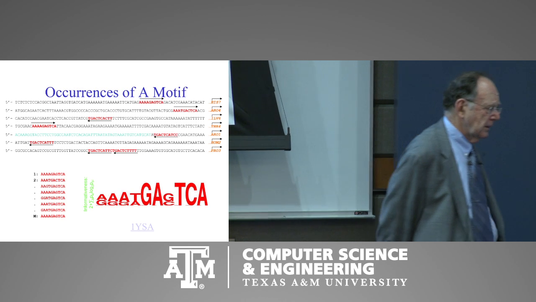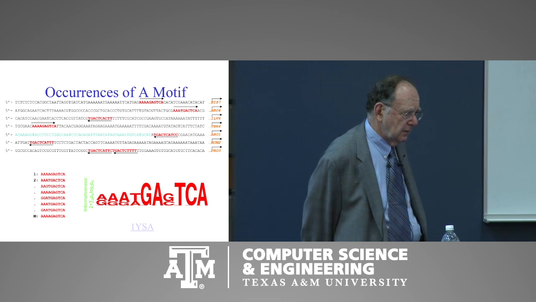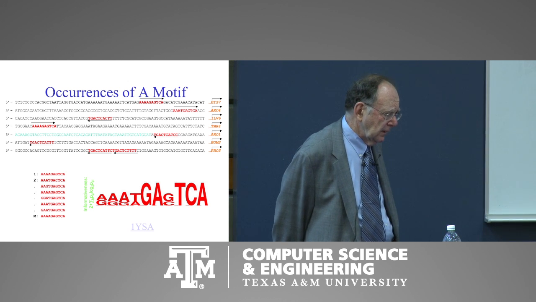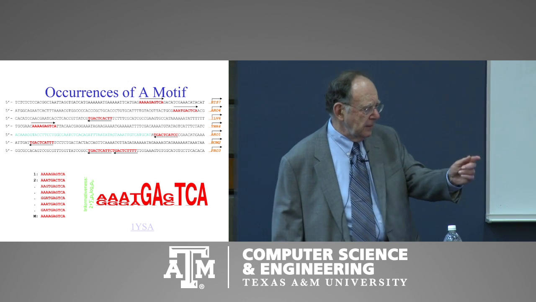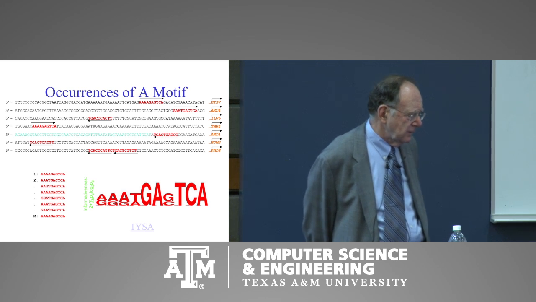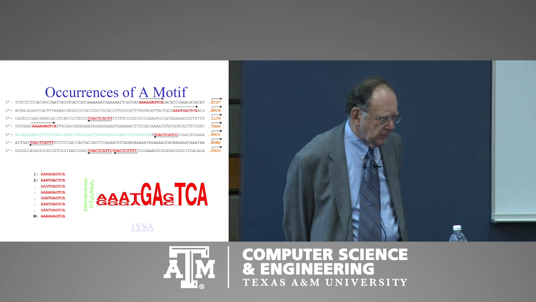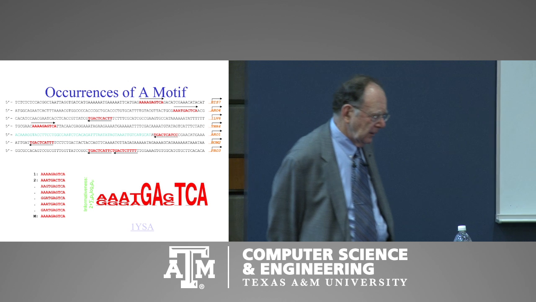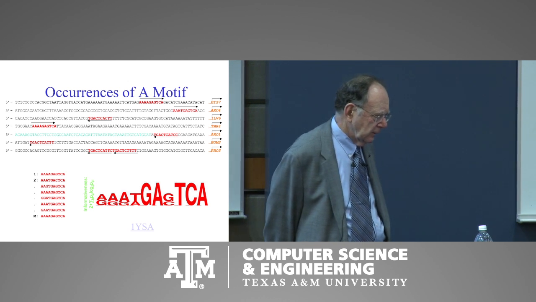So here we see a little diagram where a particular motif occurs in each of a number of DNA molecules, sometimes on one strand indicated by the left to right direction, sometimes on the opposite strand indicated by the right to left direction. If we look at all of these occurrences of motifs, we can describe probabilistically what the motif looks like. That's that big diagram in the lower right.